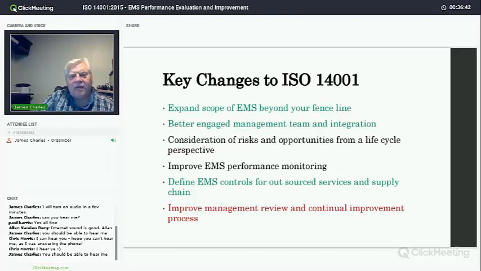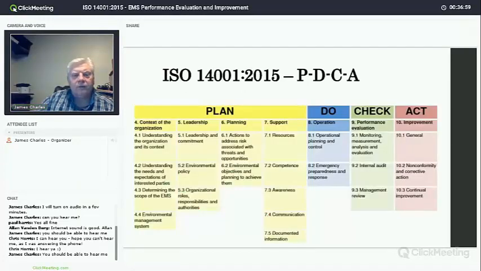Again, a number of the key changes we've already gone through in previous webinars. This particular webinar, we're going to talk a little bit about performance evaluation and continual improvement and overall management engagement in those processes. So as we've said before, Plan, Do, Check, Act is the entire standard. We're going to focus specifically on the checking process under performance evaluation and the acting process under 10.0 improvement. And again, the whole program here is designed to drive improvement in environmental performance.